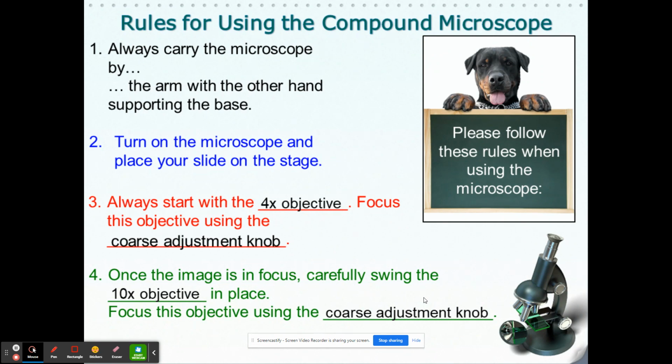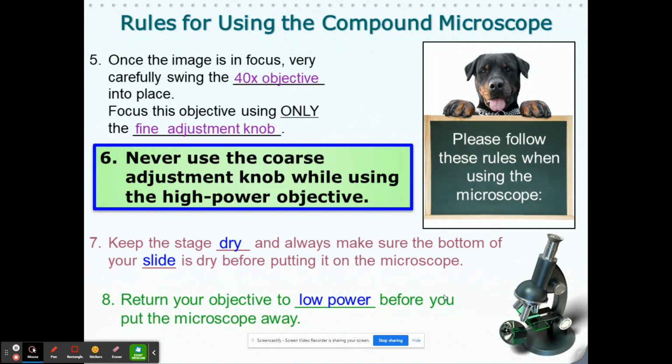You always carry the microscope with two hands. You turn on the microscope and place your slide on the stage. You always start with the low power objective lens, which in our case is 4x. And then you'll go to the medium, which is 10x. And then lastly, high power is going to use the fine adjustment knob.